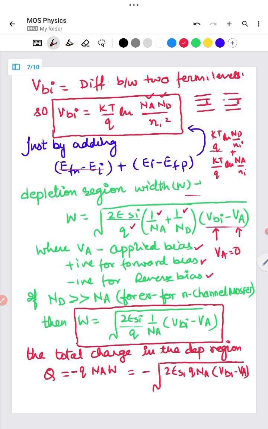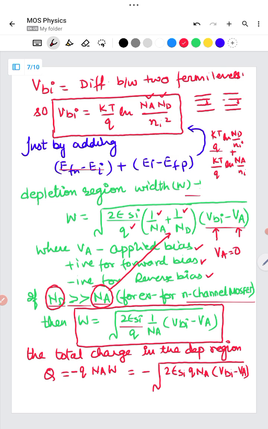Let's say you are making a junction between two materials, and ND is very high compared to NA, which is normally the case in an N-channel MOSFET. In an N-channel MOSFET, you have a gate which is heavily doped polysilicon, so the doping density ND is very high. NA is very small compared to ND. If you put this in, 1/ND becomes almost 0. So what you're left with is W equals 2 epsilon_Si divided by q, 1/NA, (VBI minus VA).